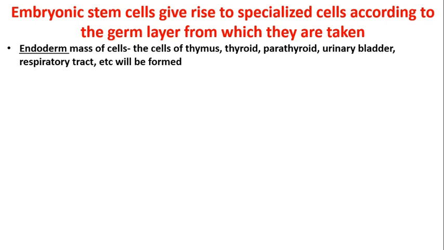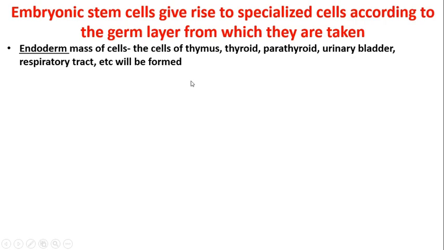See, these embryonic stem cells give rise to specialized cells according to the germ layer from which they are taken. See, from the embryonic stem cells also, there are different germ layers: endoderm cells, ectoderm cells, and mesoderm cells. If we take these cells from the endoderm mass, from that we can get the cells of thymus, thyroid, parathyroid, urinary bladder, respiratory tract, etc.